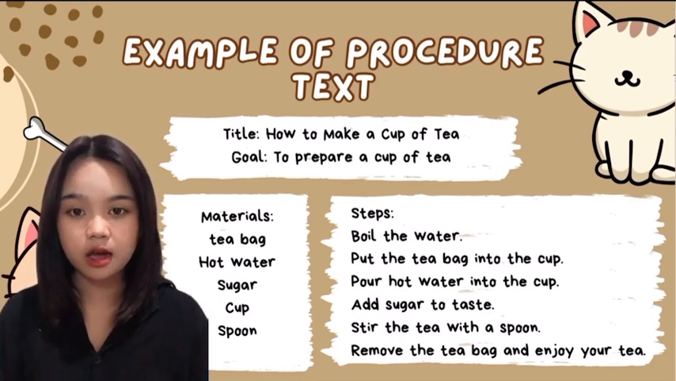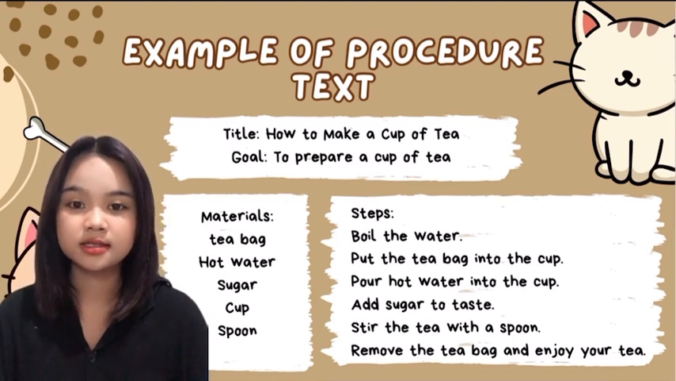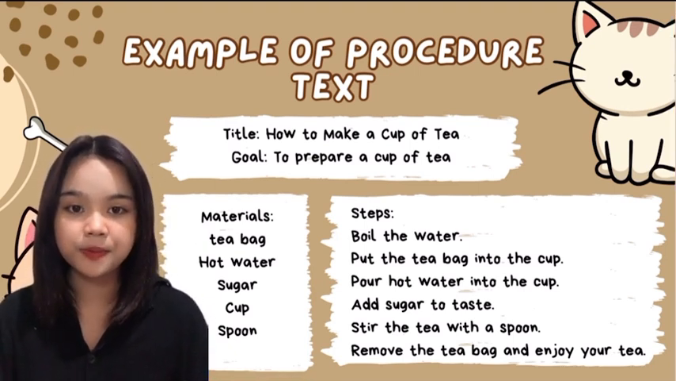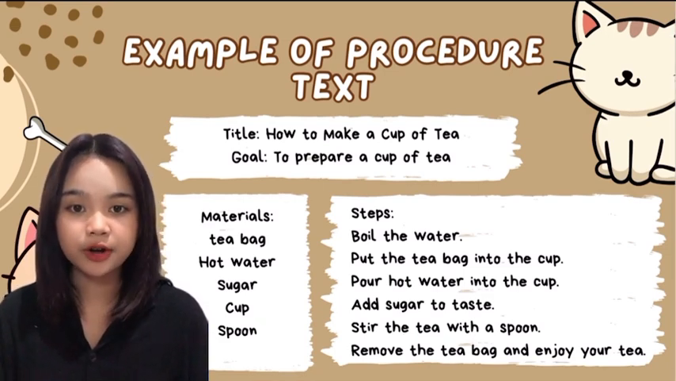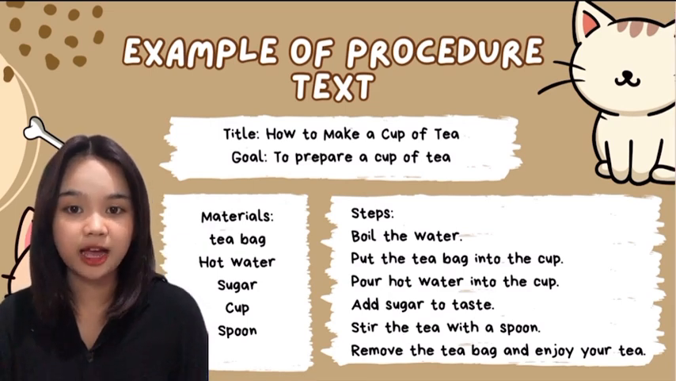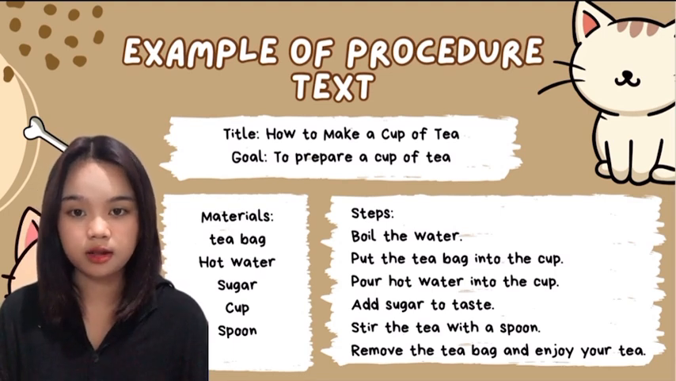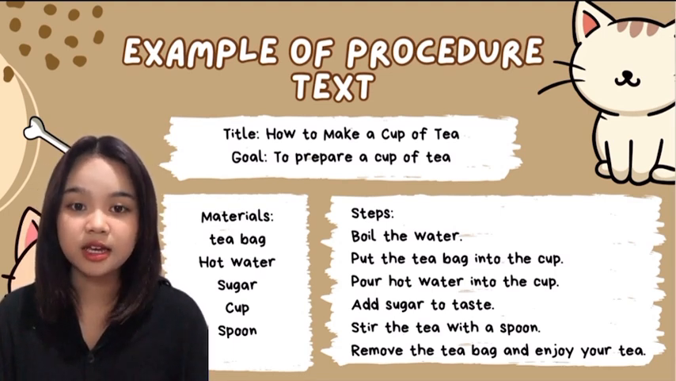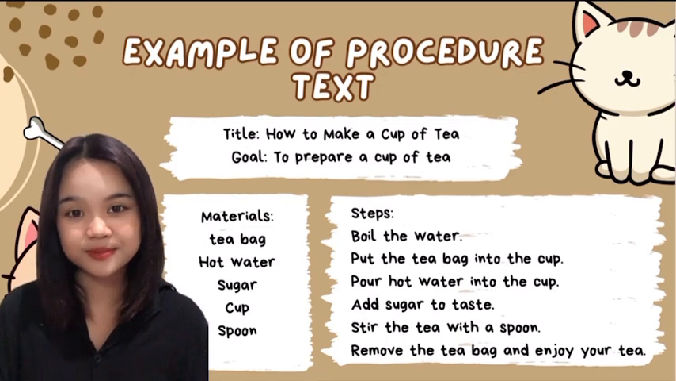The steps are: first, boil the water, then put the tea bag into the cup. After that, pour the hot water. Next, add sugar as you like. Then, stir the tea well. Finally, remove the tea bag and your tea is ready to drink.